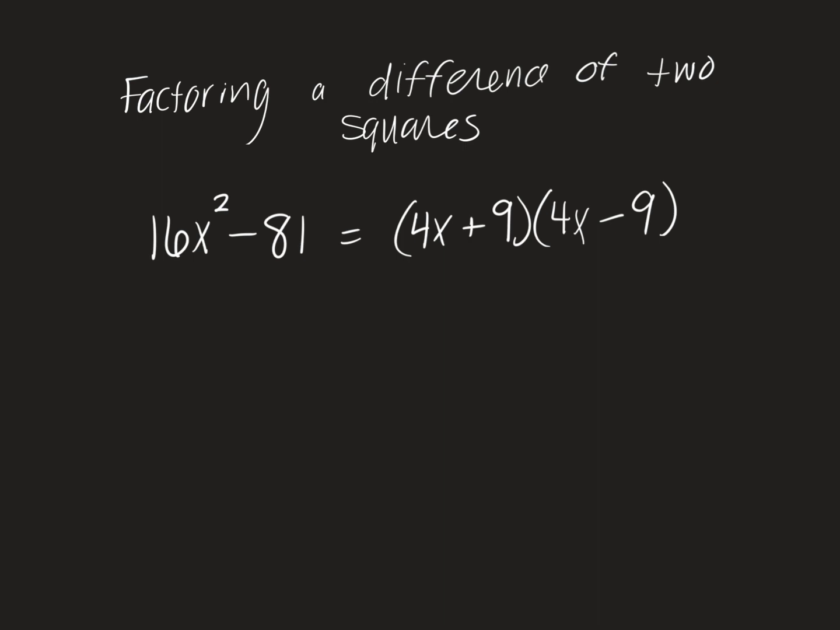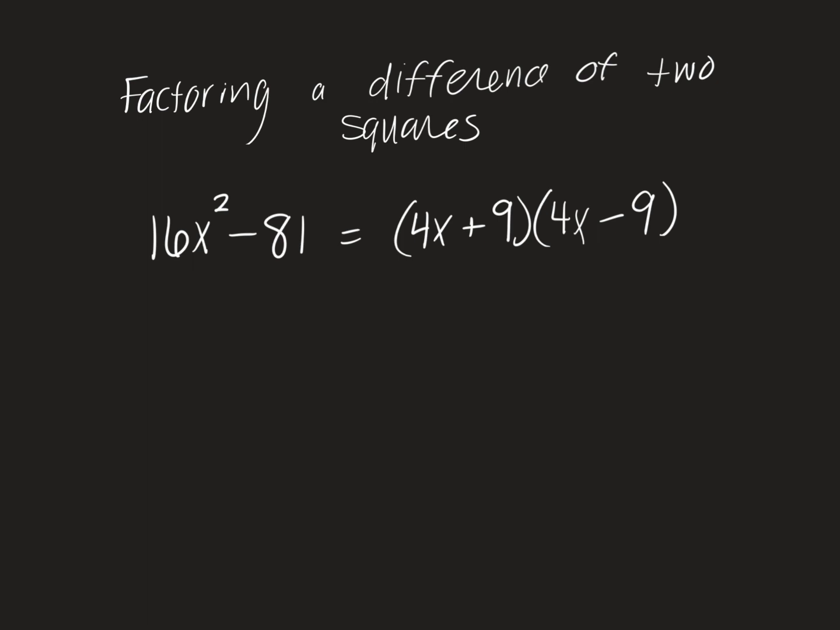So why did we have to do the 4x? Why couldn't we just have 4x plus 9? Why did we have to have minus as well? Because when we multiply this back together, if we FOIL it back, we want to get this.